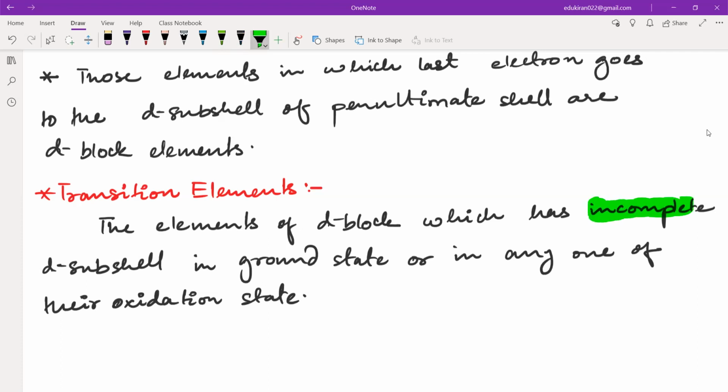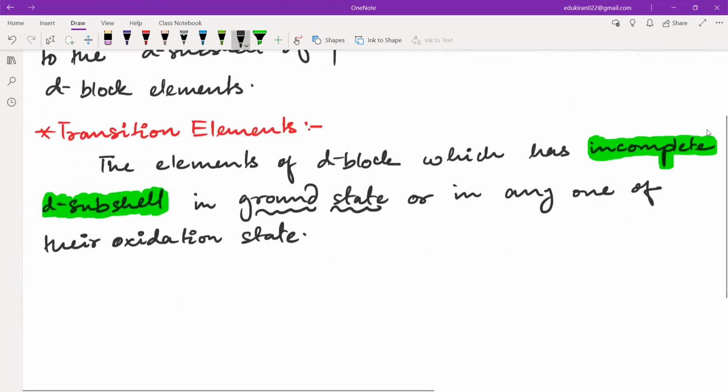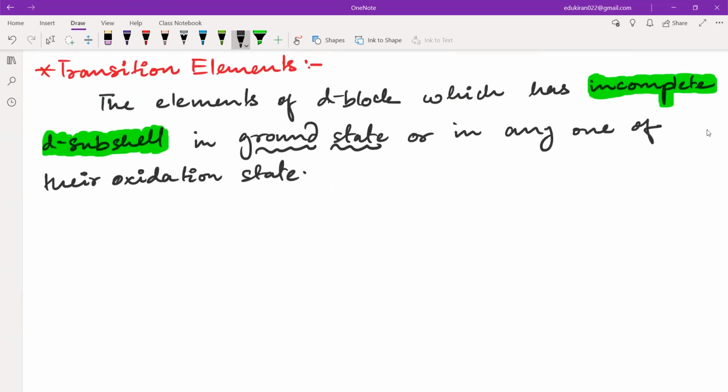So there are two things which are very important. There should be an incomplete d subshell. Then the next thing is, where should be the incomplete d subshell? Either in the ground state, which means where you have not lost any electrons. Now, since all of these are metals, they have a tendency to lose electrons. That is why they will be having a positive oxidation state. In any of those positive oxidation states, if the d subshell is incomplete, then it will be known as a transition element in any one of their oxidation states.